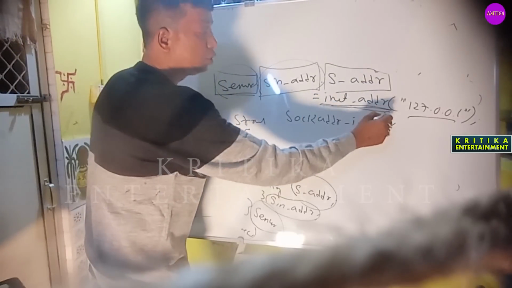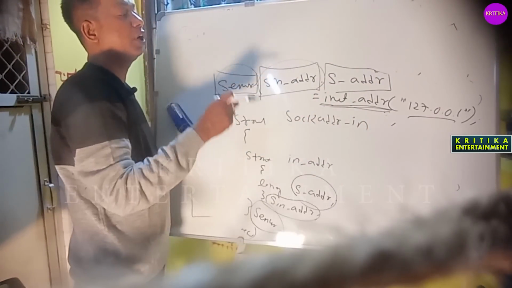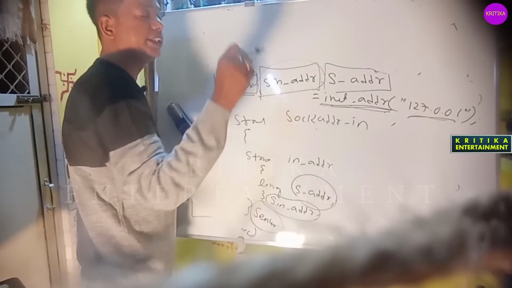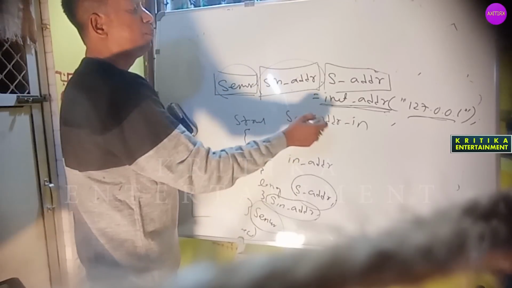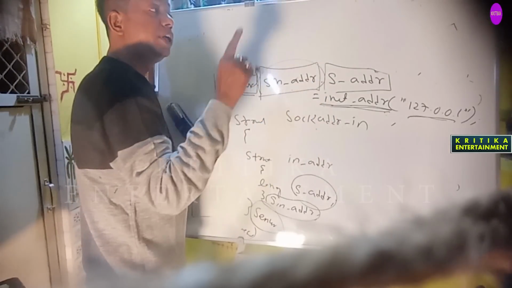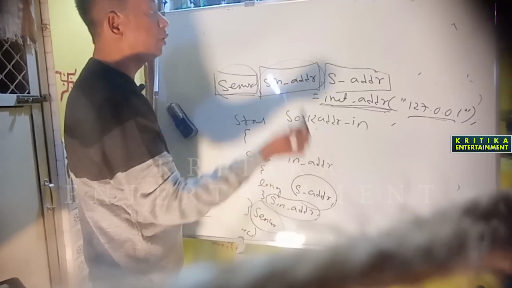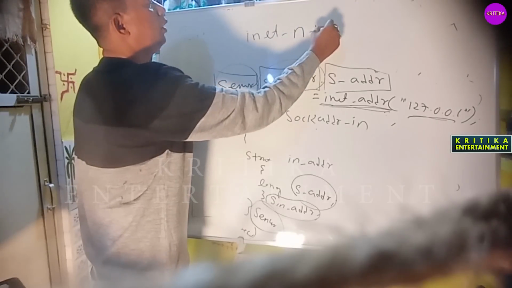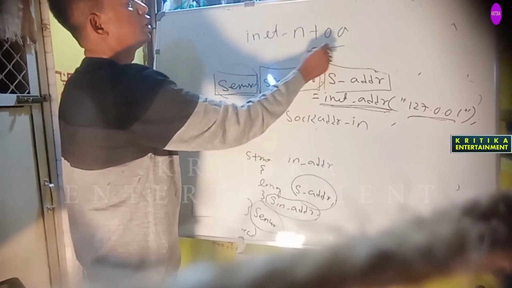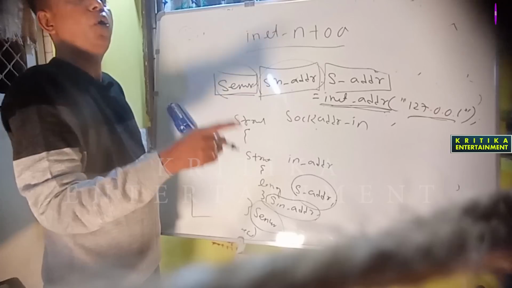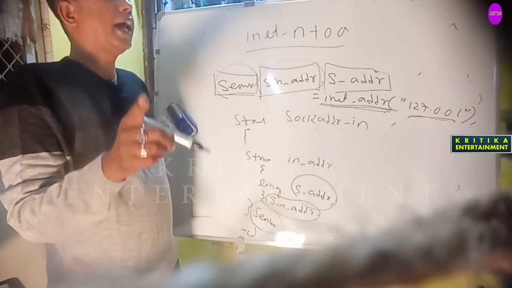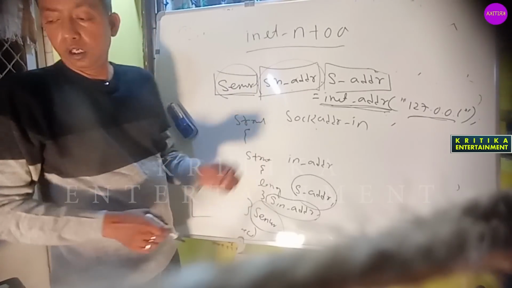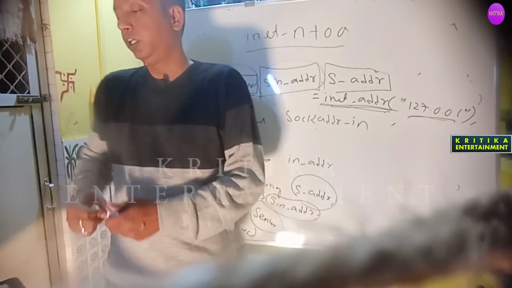This function is used to convert from the string format to the original dotted format. So if you want to convert from the original IP address to the string, then which function will you use? inet_ntoa. This function is used to convert the original dotted format IP address into a string. I will tell you that later. Okay, so I have declared the internal structure.